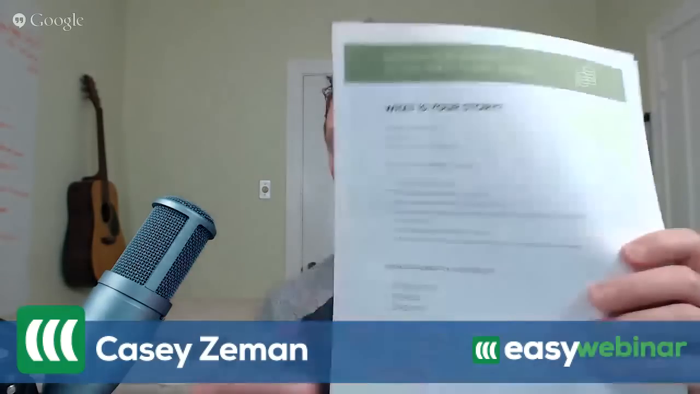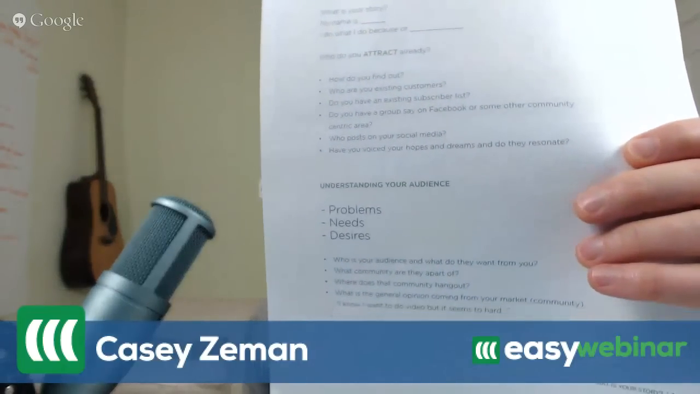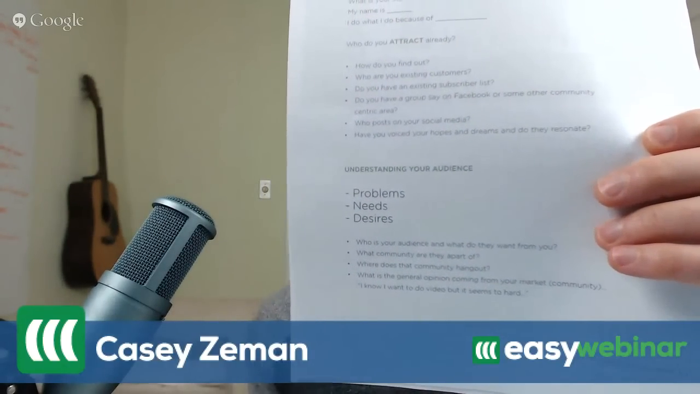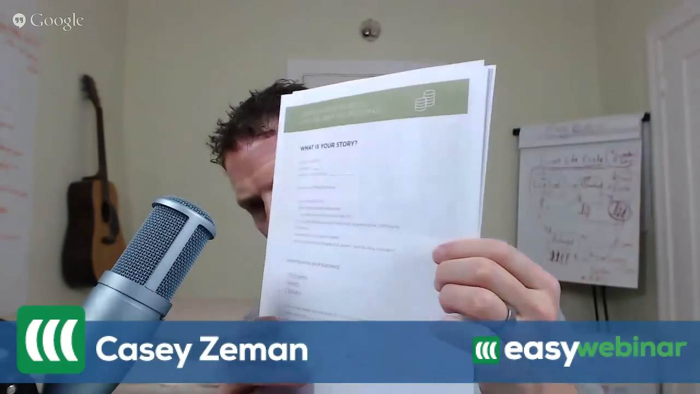Inside here, I have a bit about discovering who your audience is. Here's your What's Your Story. It's understanding your audience. So you understand the problems, needs, and desires of your audience. You see that, Periscopers? Problems, needs, and desires. So the question was, do you have a special way of defining your target audience? Yes. So this is what I say when I'm defining my target audience.